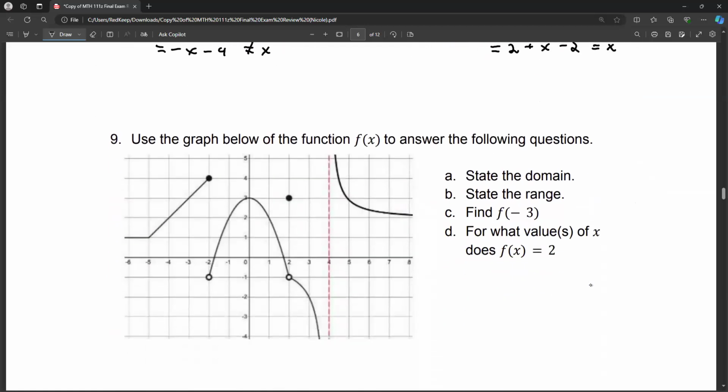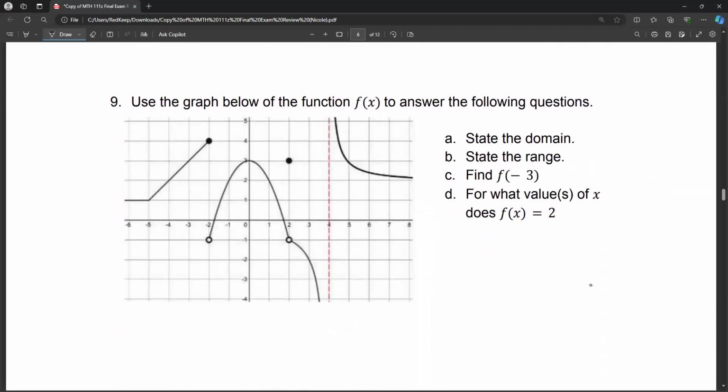Moving on to question 9. They're asking us to state the domain in part A. The domain is going to be all the x values that are usable in this function. We make sure to take note of any holes, and of course asymptotes as well. Here we can see that there is a vertical asymptote, so we're going to have to take that into account for our domain.